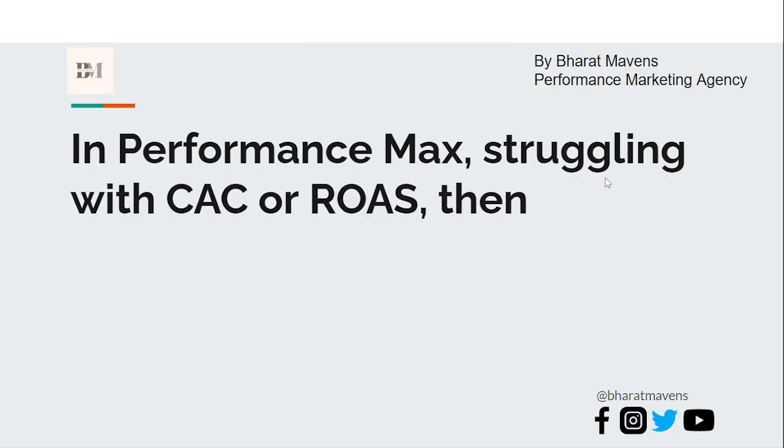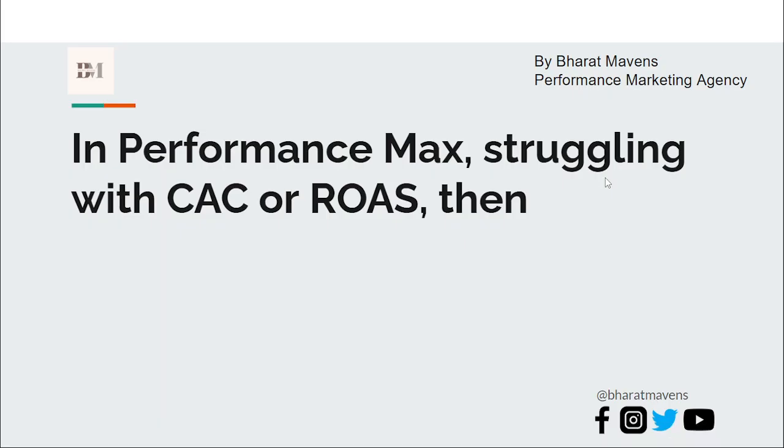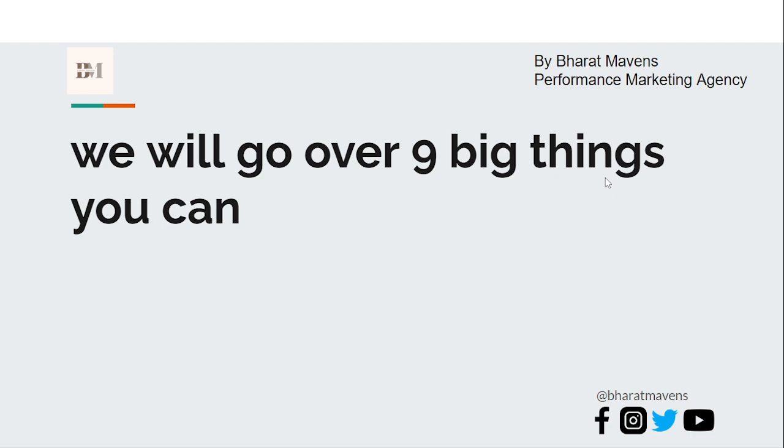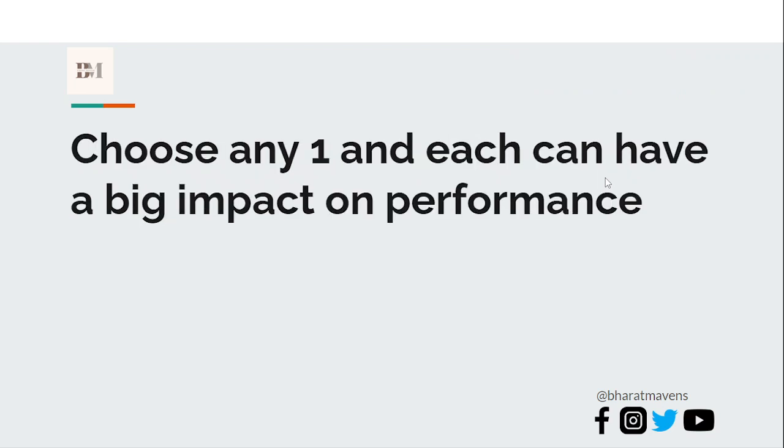If you are running a performance max campaign and struggling with CAC and ROAS, then this video is for you. We'll go through 9 big things that you can change in a performance max campaign right now and actually improve the performance over the course of the next few weeks. You can choose any one, and each can have a big impact on the performance.